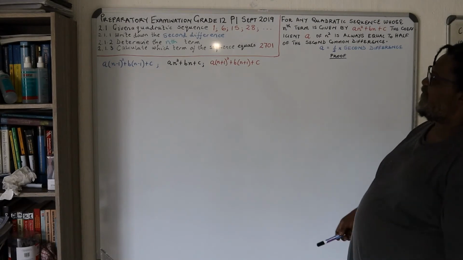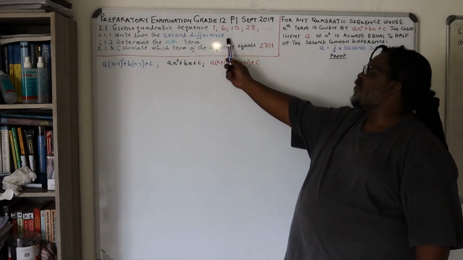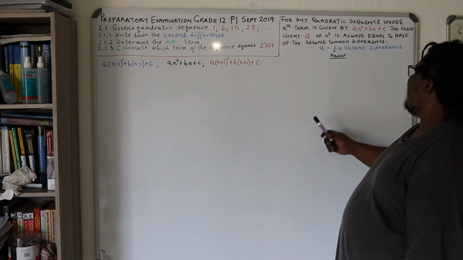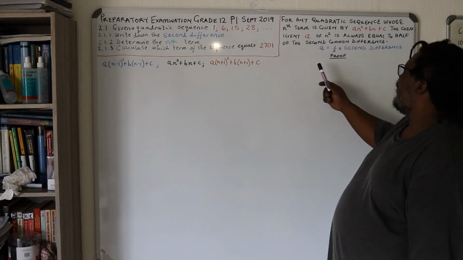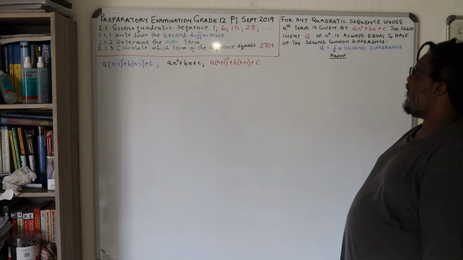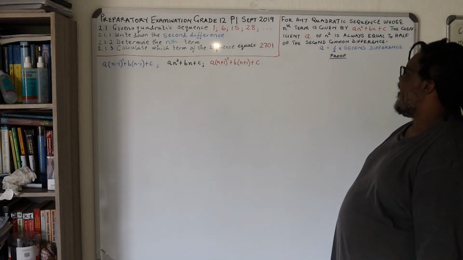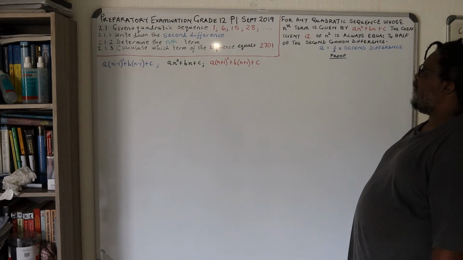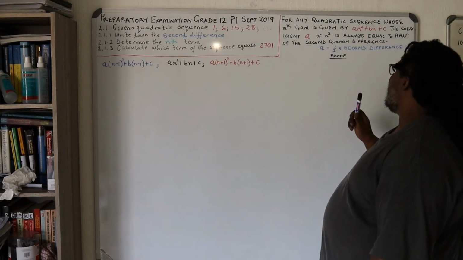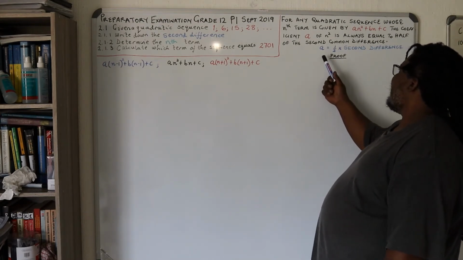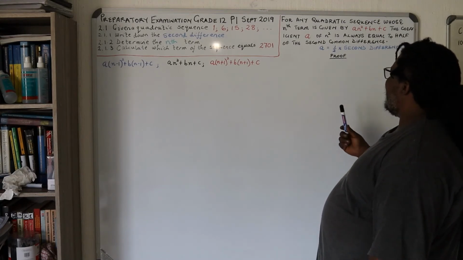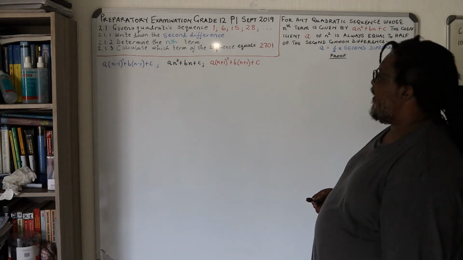And perhaps that is the reason why in 2.1.1 they asked you to find the common difference, or the second difference rather, so they knew you were going to need it when you were determining the coefficients of the quadratic sequence A, B, and C. So I promised you in that solution that I'm going to prove to you that A is indeed equal to half of the second difference. And that is what I am going to do right now.